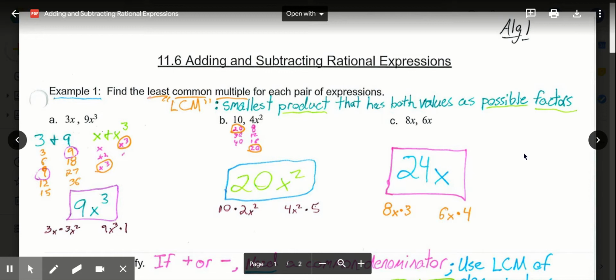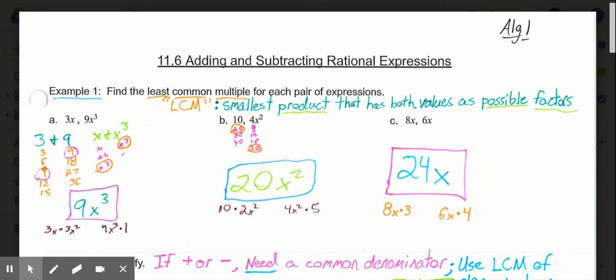For this lesson, we're also following up on that concept, but in this case, we are calling it a least common multiple, which will become the common denominator when we're dealing with rational expressions. So, find the least common multiple for each pair of expressions. A least common multiple is the approach we use to figure out our common denominator. The least common multiple, or LCM, is the smallest product that has both values as possible factors.